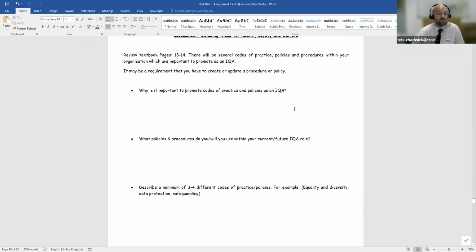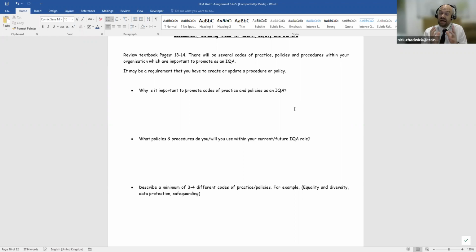And within this assignment question, have a look at textbook pages 13 to 14. And we would like for you just to reflect on the different types of codes of practice and policies that you will promote, that you'll uphold within your IQA role.